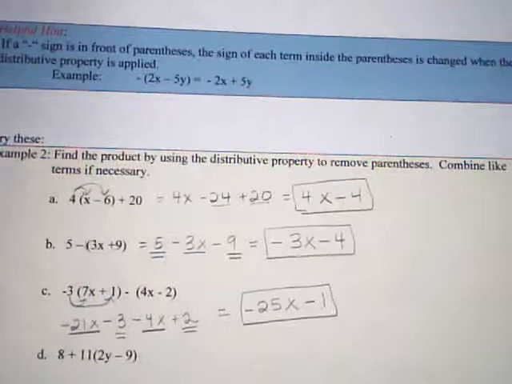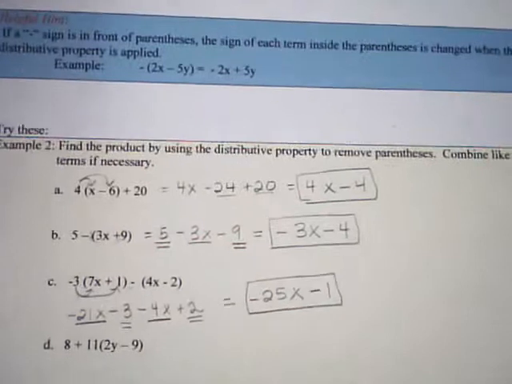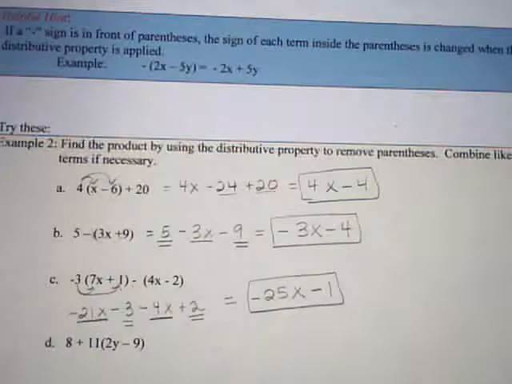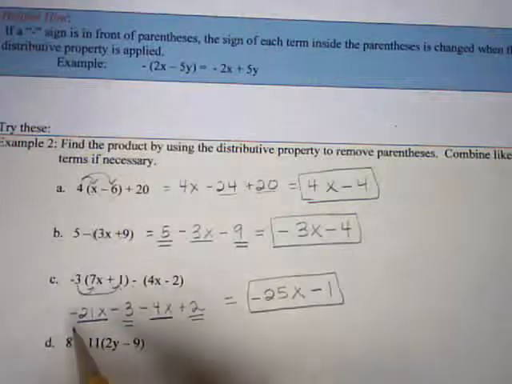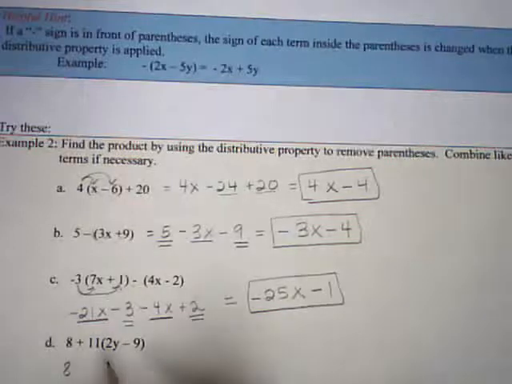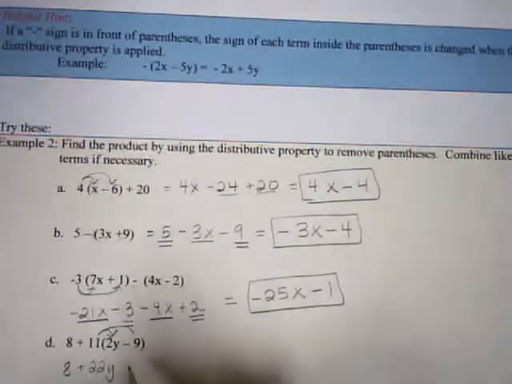Part D, we have 8 plus 11 times (2y minus 9). I've told y'all before, your brain sees 8 plus 11 and you want to add those together. But you have to combine this with order of operations. We have to clear parentheses first, so the 8 is going to come down. Distribute the 11. So 11 times 2y would be a positive 22y, and 11 times negative 9 would be negative 99.